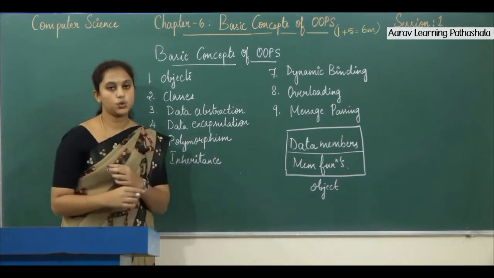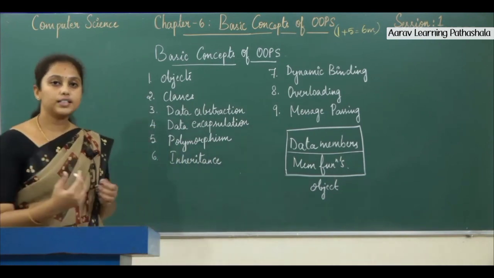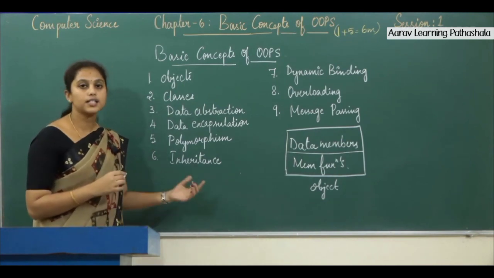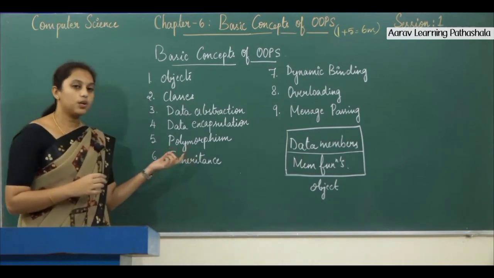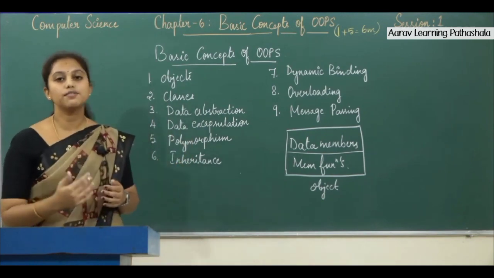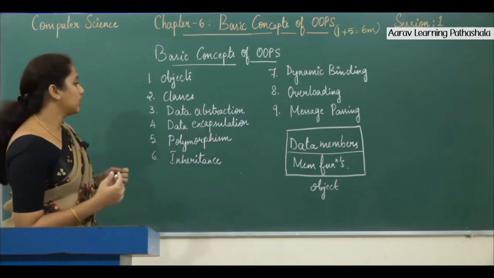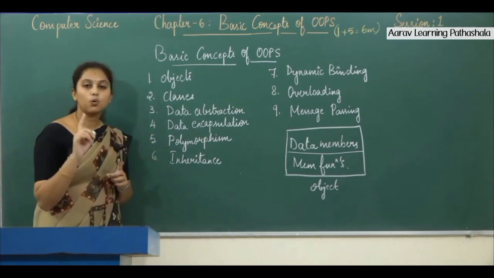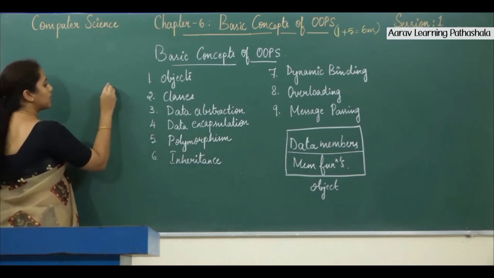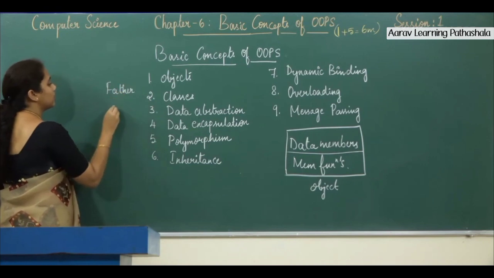Next, inheritance. What is inheritance? Inheritance means acquiring the features from one class to another class. In inheritance there are different types. The first one is single level inheritance. What is single level inheritance? Single level inheritance means acquiring from only one base class. The example for this is father and son.